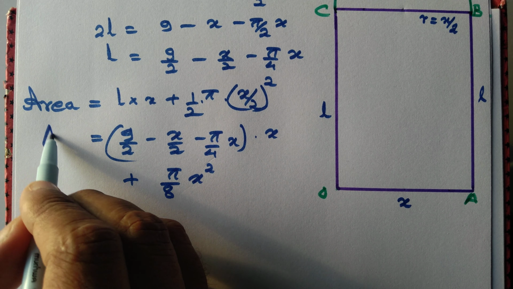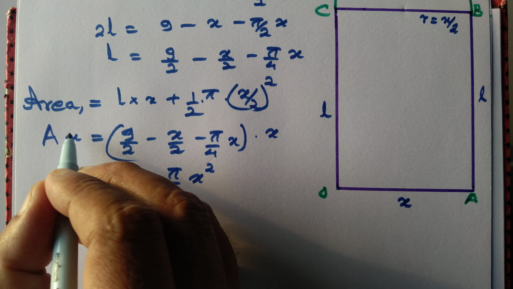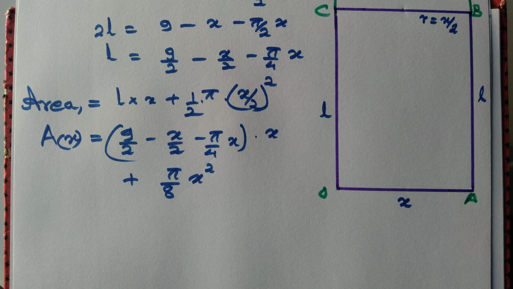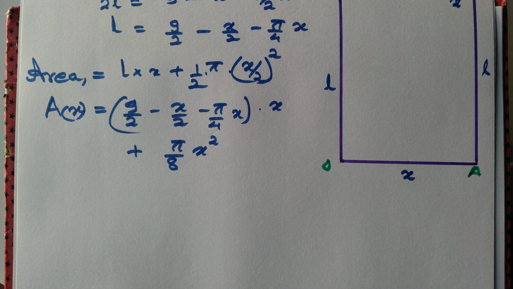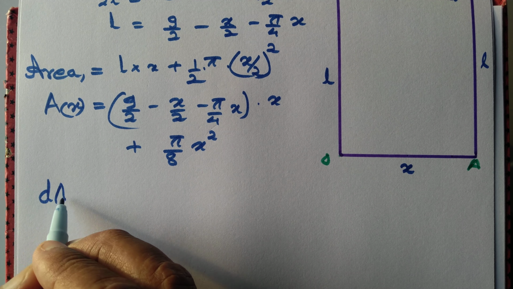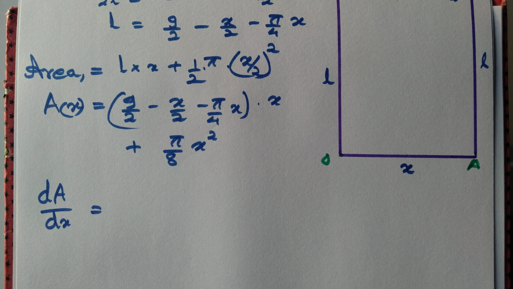Now you see that area, let's just write A for area. It is a function of x and it is just a polynomial. You see the right hand side is just a polynomial. Polynomials are continuous, differentiable. So if A possesses a maximum, at the point of maxima, the derivative should be equal to 0. Let's find dA/dx. So we'll be using calculus to maximize the area.